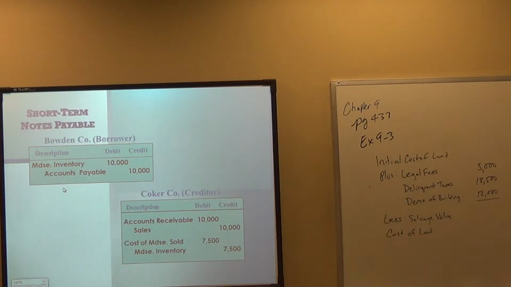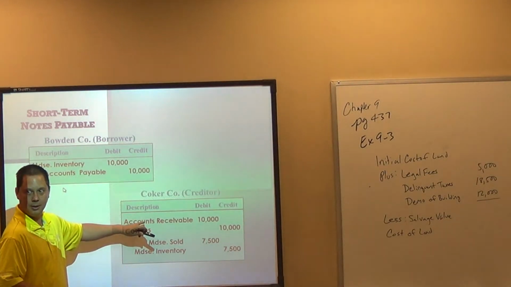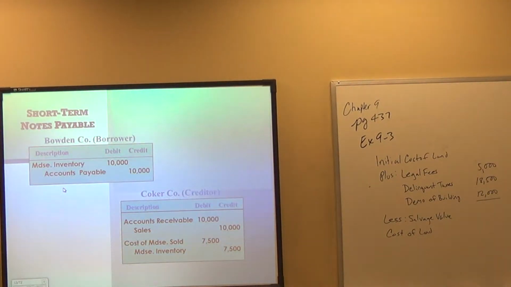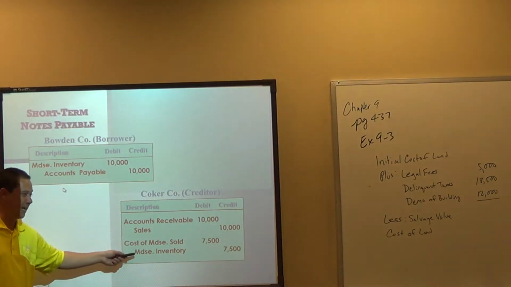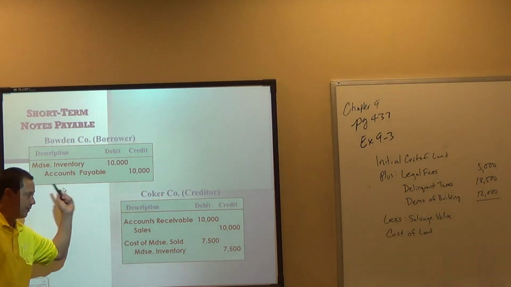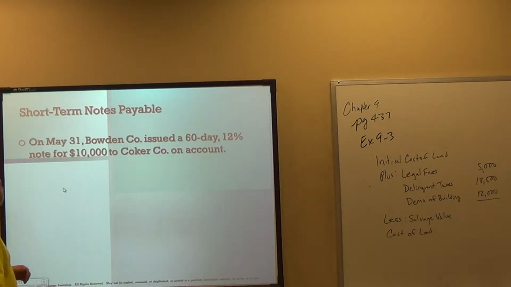And then here, on the other side of that, now we have somebody owing us some money. And we have sales, $10,000. Now the cost of merchandise sold, here, and the merchandise inventory taken out of my asset, because I got rid of it, and that's what it cost me, and that's the cost of merchandise sold. Just going back to what we had before.